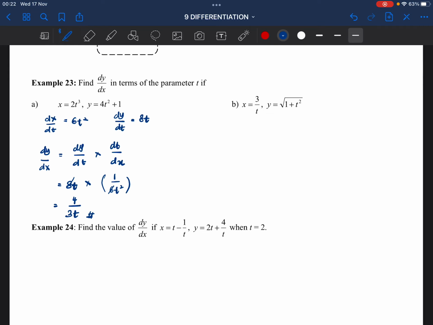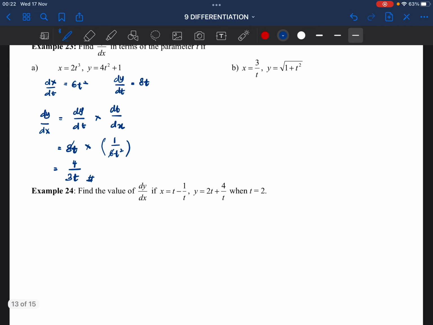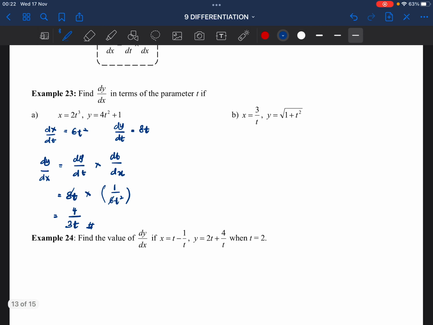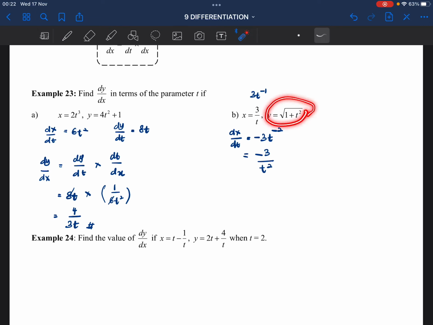Let's try one more question here. We have x equals 3 over t and y equals square root of 1 plus t square. Basically this is just a basic differentiation. Just differentiate x with respect to t. You should have, so this is 3t to the power of negative 1. Power moves to the front, negative 3, power minus 1, we should have minus 2, and then we simplify to negative 3t square. Now we want to differentiate y with respect to t.